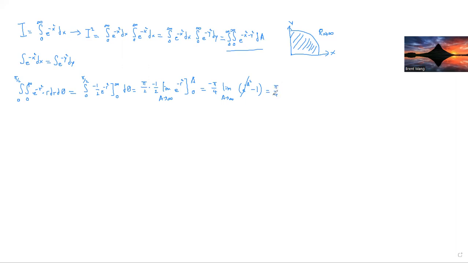But we're not done yet, because this is actually the value of I squared. So we have to take the square root. So I is root pi over 2. And that is the value of our integral from 0 to infinity of e to the negative x squared dx. I hope that video was helpful.